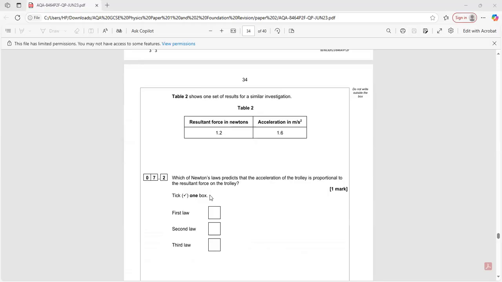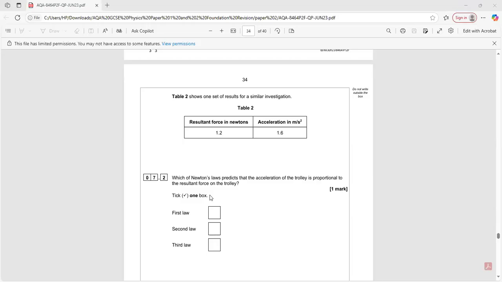Let's look at the next question. Table 2 shows one set of results for a similar investigation: resultant force in newtons, acceleration in meters per second squared, 1.2 versus 1.6. Which of Newton's laws predicts that the acceleration of a trolley is proportional to the resultant force on the trolley?